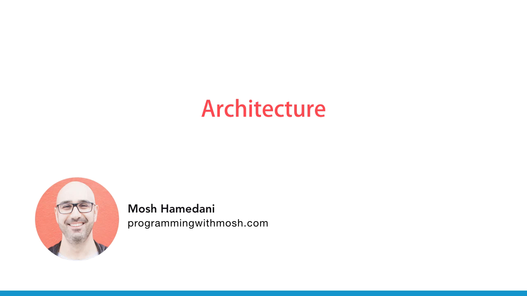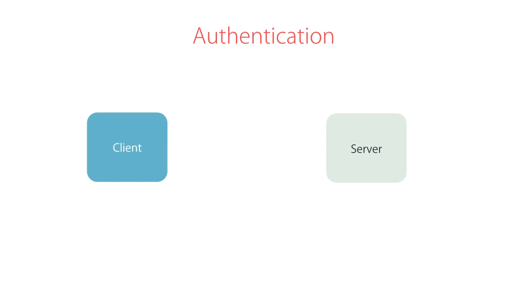Before we get into the mechanics of implementing authentication and authorization, let's have a quick look at the high-level architecture. So let's start with the authentication. In order to implement authentication, on the client, we should build a login page, and on the server, we should build an API endpoint to validate a user.